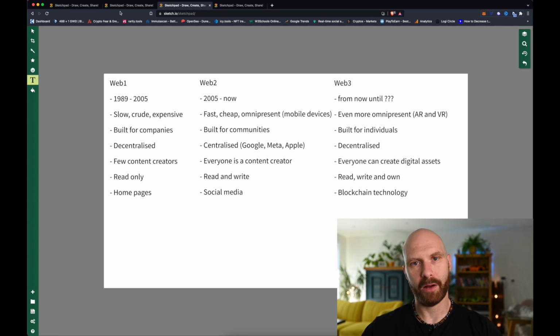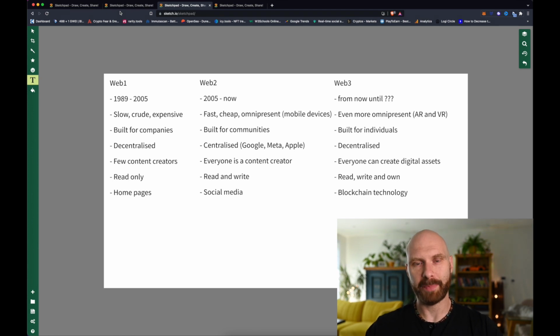What's Web 3? How does it differ from the current or previous version of the internet, depending how you want to look at it? Well, Web 3 is present now. It's still being developed. We are in this transition phase between Web 2 and Web 3. And I'm sure Web 3 won't be the final version of the internet. I'm sure there will be Web 4 eventually and so on.